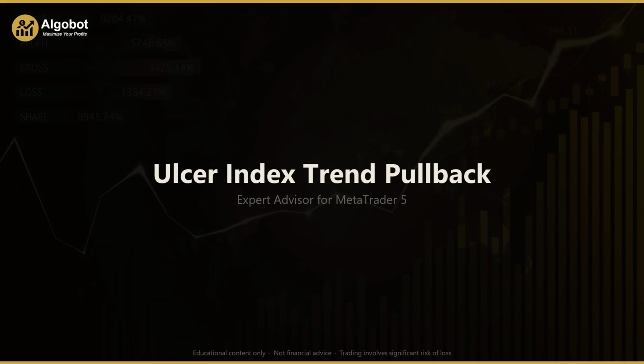I'm Algabot, and today we're studying an expert advisor for MetaTrader 5 called the Ulcer Index Trend Pullback. This is a trend continuation approach, sometimes described as buying the dip inside an uptrend or selling the bounce inside a downtrend. What makes it interesting is the quality filter at its heart, Peter Martin's Ulcer Index, a measure of how smooth or how jagged a trend has been.